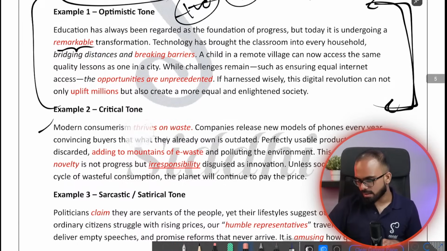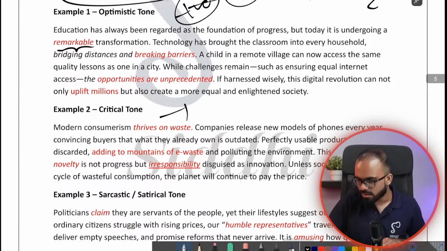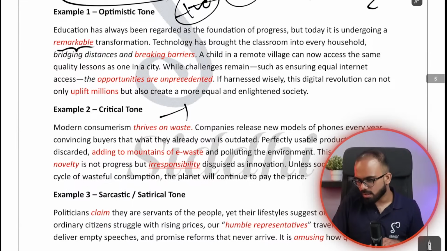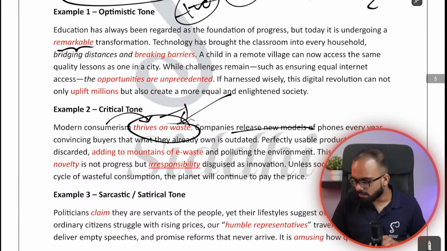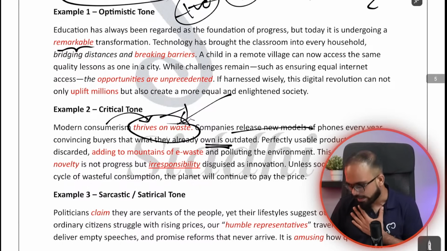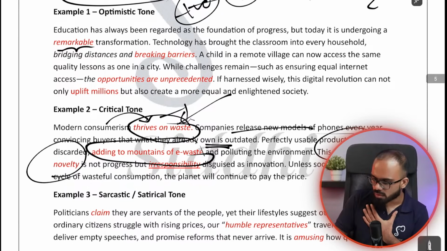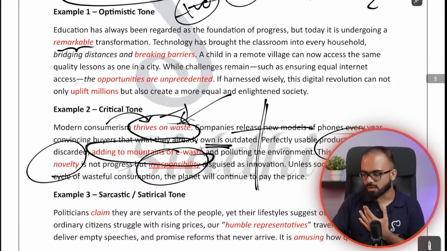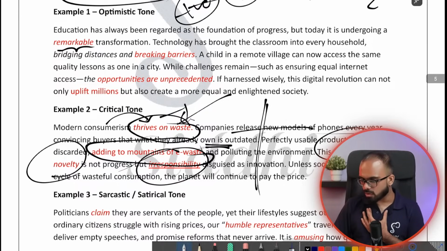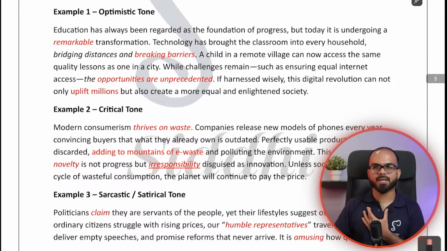Now this RC is about the critical tone, where you are criticizing. You're talking about negativity. For example, consumerism is living on waste. It is thriving on waste. Companies release new models of phones every year. They want to convince people that the existing one is outdated. So you're increasing a lot of wastage. You have an obsession with new things, but there is no progress. It is all irresponsible. This tone is called the critical tone.